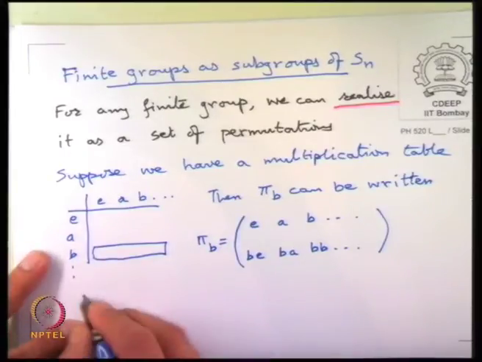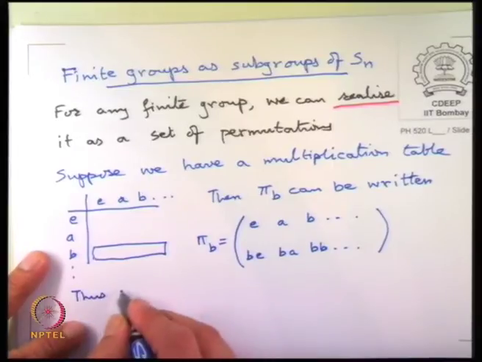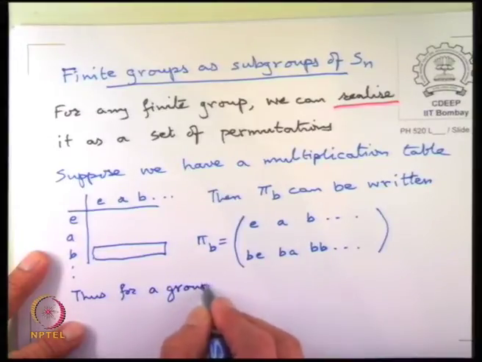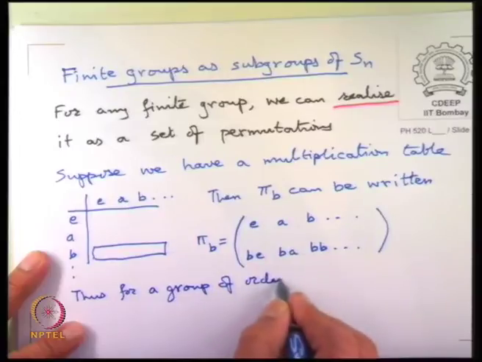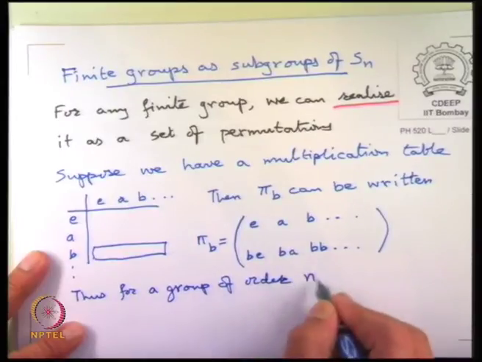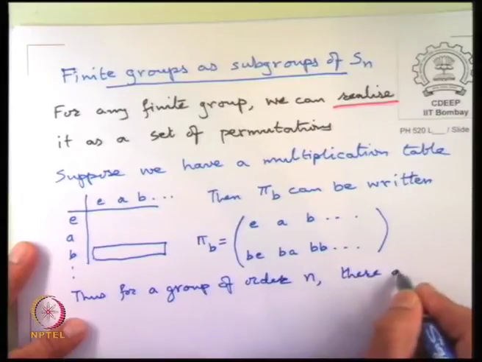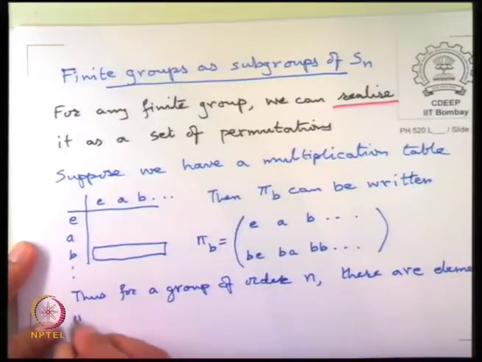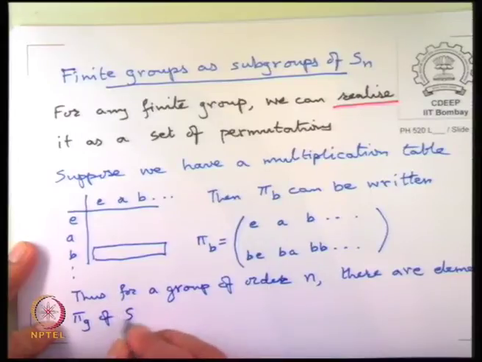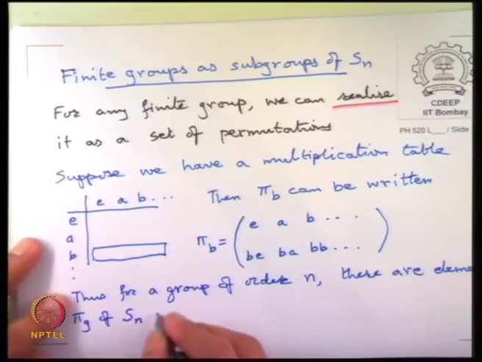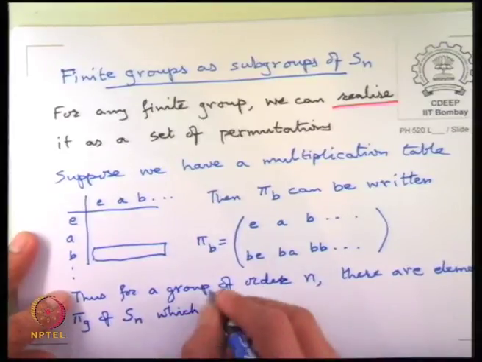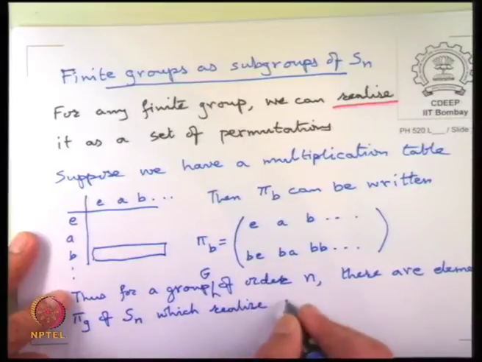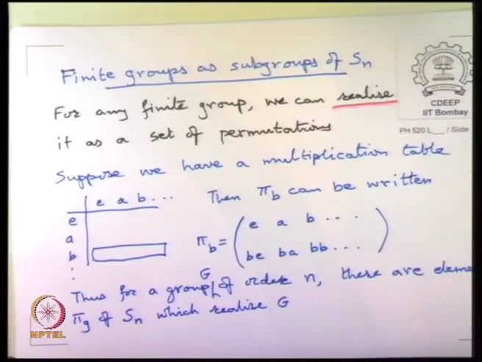So thus, for a group G of order n, there are elements pi g of Sn which realize G as permutations.